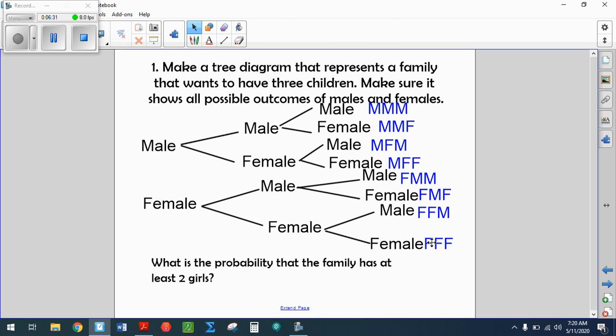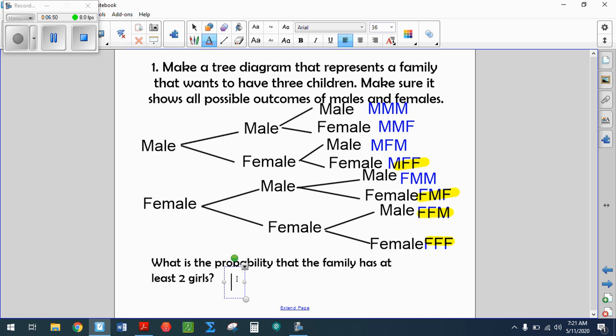What's the probability the family has at least 2 girls? So now that I see all the outcomes, I can highlight the ones that have at least 2 girls. So there's at least 2 girls, at least 2 girls, at least 2 girls, at least 2 girls. So there are 4 out of 8 options. And we know we write that in simplest form. So it's 1/2. What's the probability the family has at least 2 females is 1/2. We can answer other questions. What's the probability that there's at least 1 male? What's the probability that there are 3 males or 3 females? So the tree diagram can help you with that.